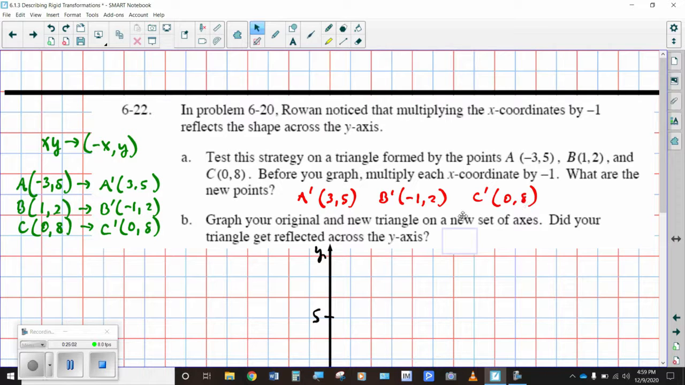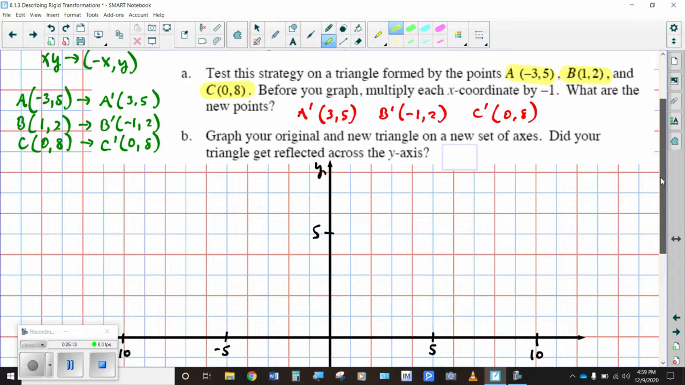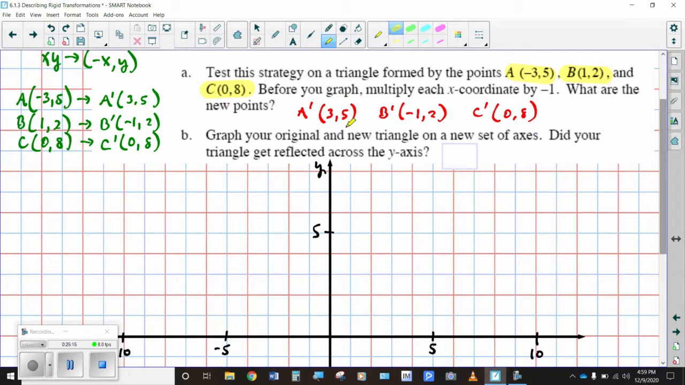Okay, so now I want you to take the original 3 points, point A, point B, and point C, and plot them on a coordinate grid. Then do the reflection and see if you get these as the new vertices of your triangle after reflecting each one of these points. This is an interesting kind of reflection, and we'll talk about it in a second.